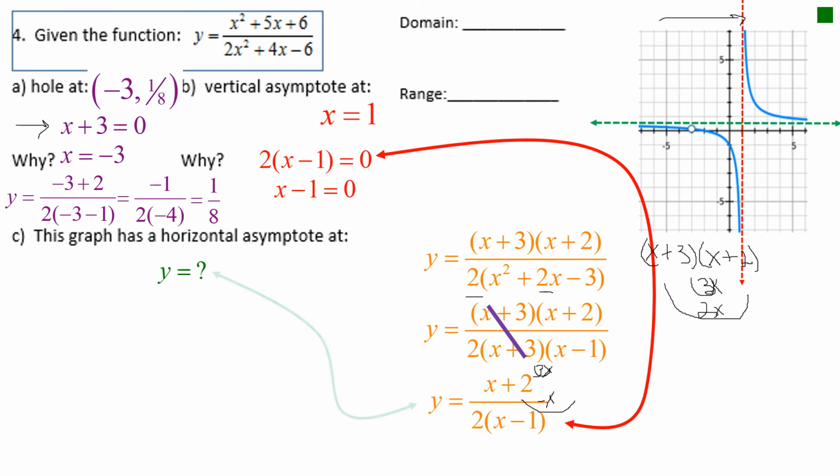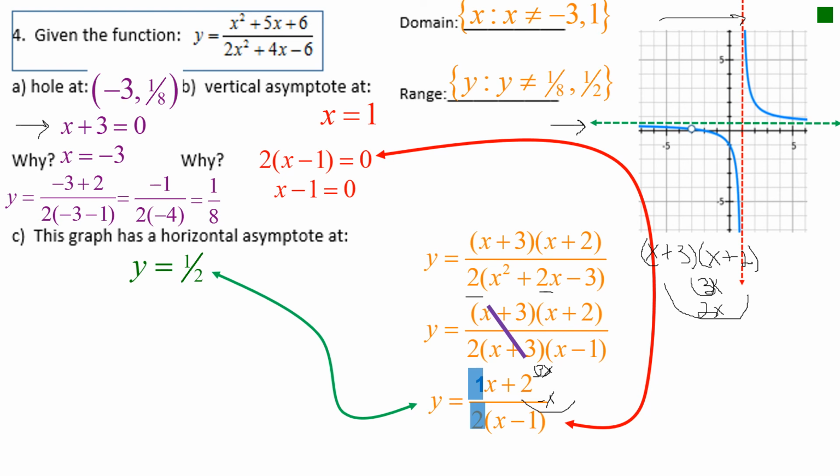Horizontal asymptote. Check the powers. Powers are the same. So it's 1/2. So check out my horizontal line in the graph. It is y is equal to 1/2. Awesome. Once you've done this and you've finished, go ahead and grab your homework sheet, and you should be able to analyze the graphs and be able to identify horizontal asymptotes, vertical asymptotes, and any holes. Good luck.